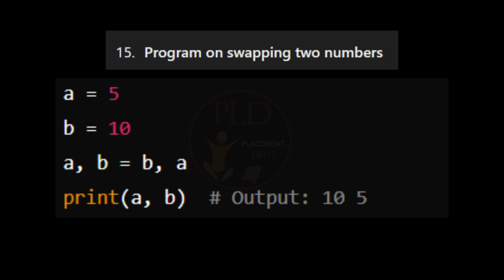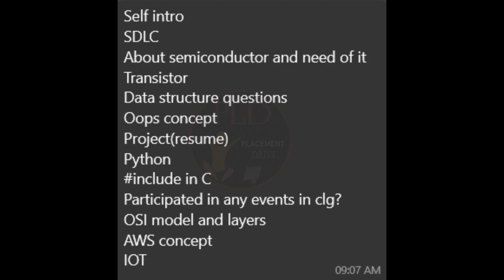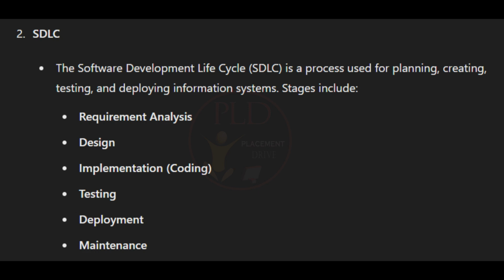Now, let's see experience number 2. The first question is self introduction, and the second question is SDLC. SDLC is software development life cycle, and it is a process used for planning, creating, testing and deploying an information system, and the stages include requirement analysis, design, implementation, testing, deployment and maintenance.